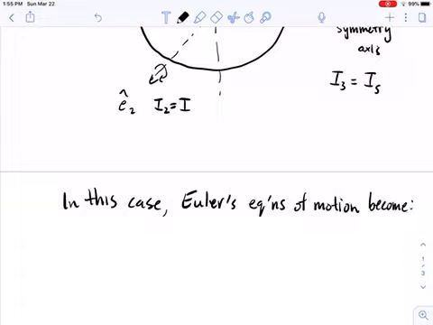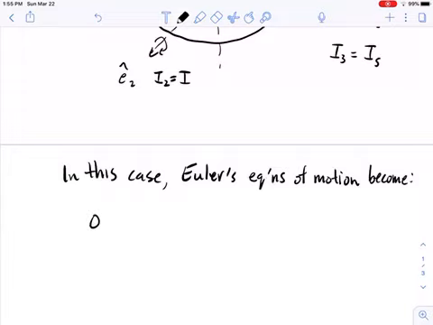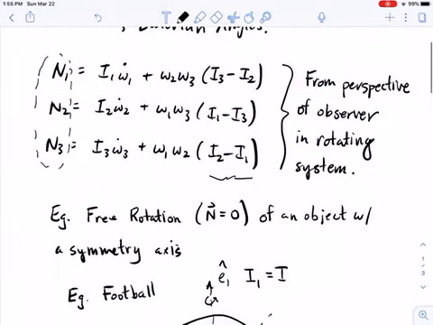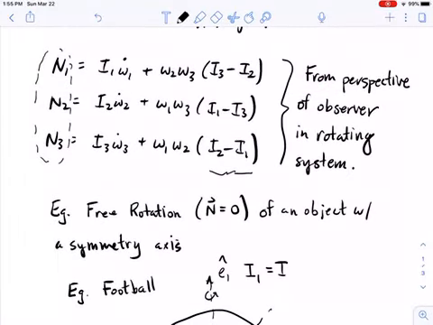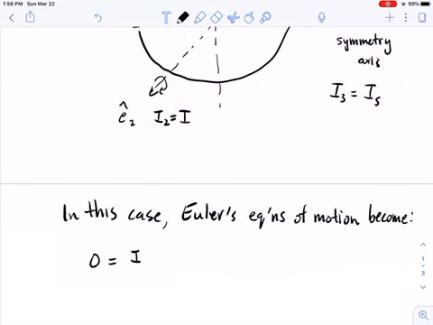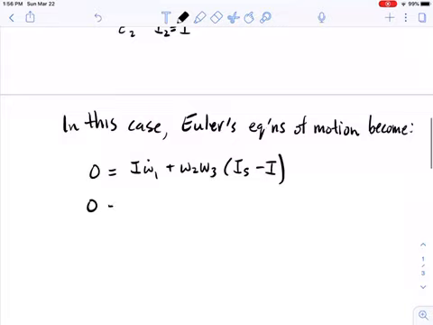Okay, so first of all, the left-hand sides are all going to be zero. And so we'll have zero is equal to what? We'll have I1, which is just going to be I, times omega 1 dot, plus omega 2 omega 3 times IS minus I. I3 becomes IS, and I2 becomes I. It looks similar for the second one. We'll have an omega 2 dot, and then we'll have an omega 1 omega 3, and the sign gets reversed as well, because we would have I1 minus I3, which becomes I minus IS.